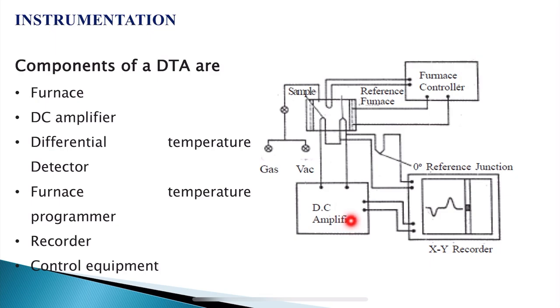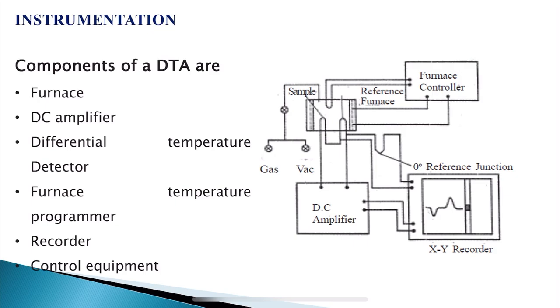The next, third component is a differential temperature detector. The differential temperature detector is also one of the important components of differential thermal analysis. The function of this detector is to measure the differential temperature, that is, delta T is given by the differential temperature detector.